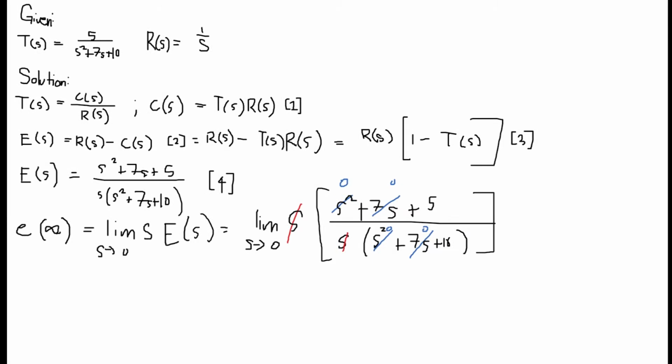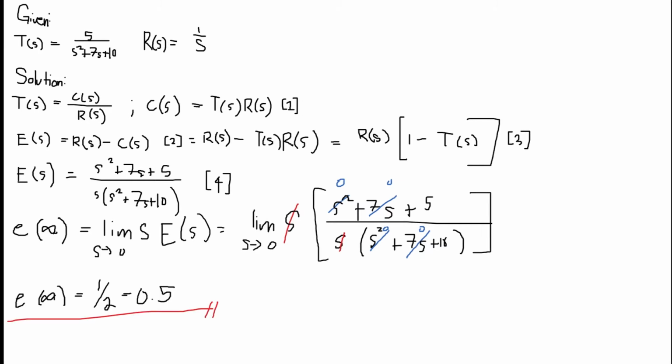We can see that both s's will be cancelled, and as s approaches 0, we can cancel all the s's and replace them with 0. We will be left with a numerator of 5 and a denominator of 10. We then get that the error is equal to 1/2 or 0.5.